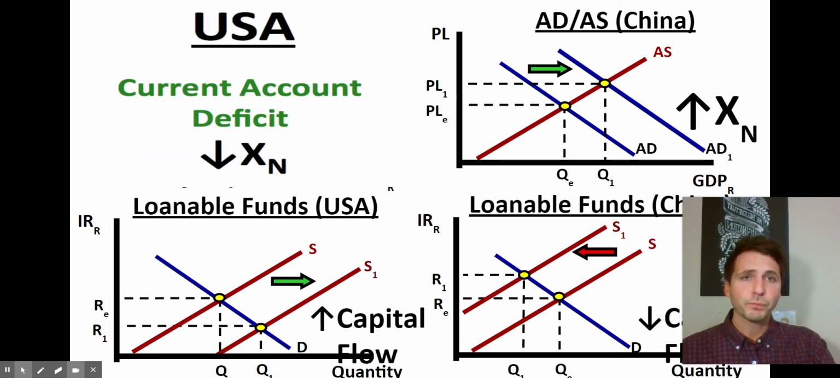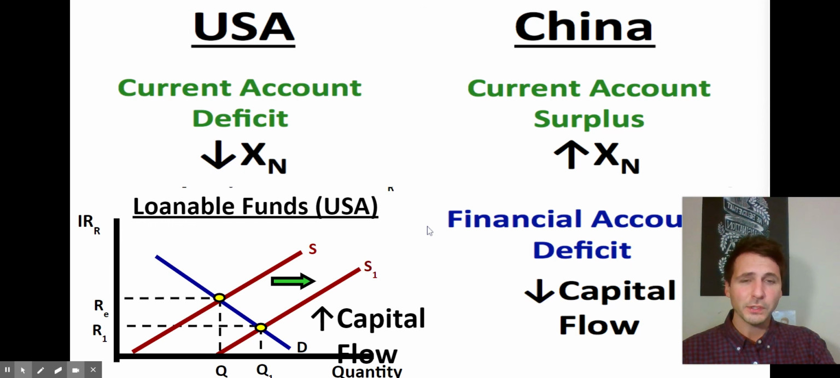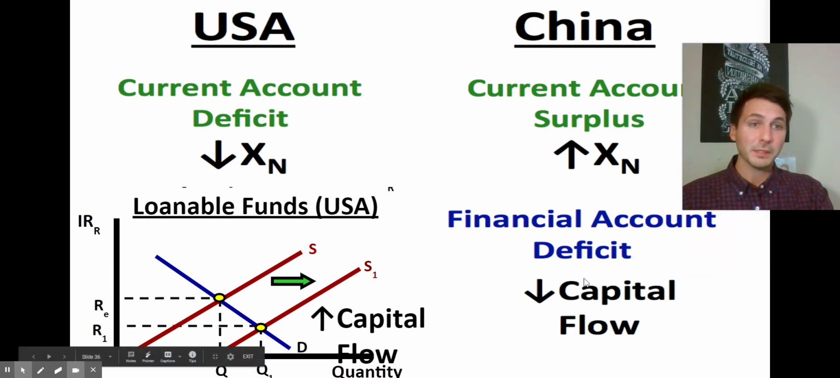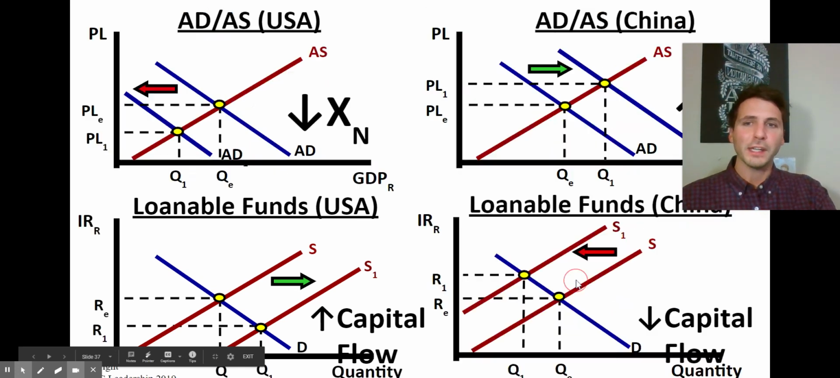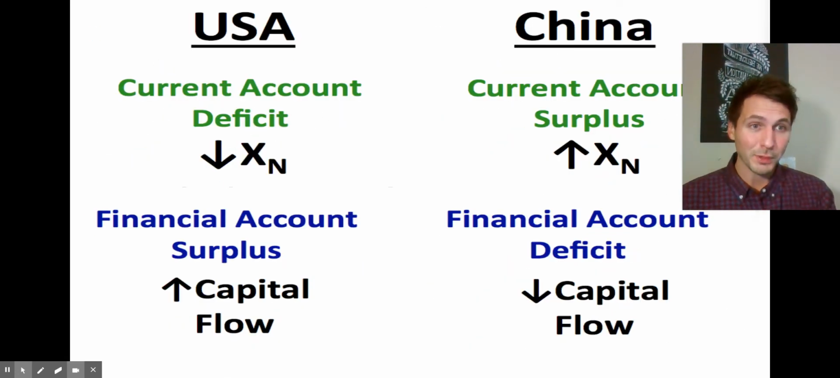All that to say, when this one thing happens, our current account is going to move into a deficit for the US. The current account is going to be in a surplus for China. And the opposite is true. The financial account is going to move to a deficit in China because they have to balance. And the financial account is going to move to a surplus in the United States because they have to balance. Okay? So, again, that might be helpful for you. That might not be helpful for you. So, if it's not helpful, just completely ignore it.